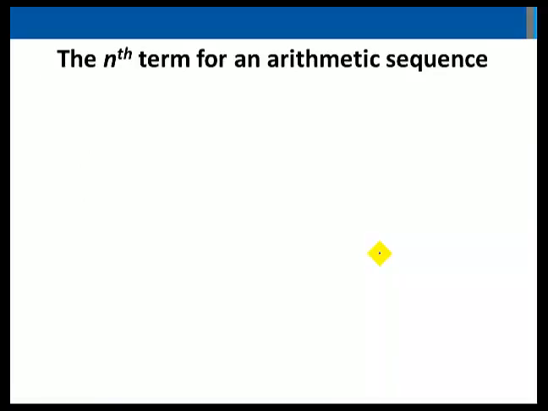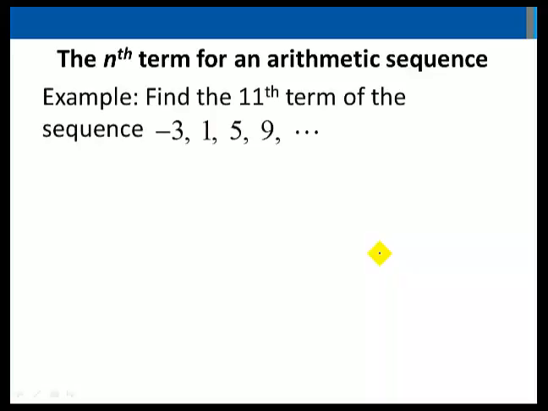The nth term for an arithmetic sequence. Let's find the 11th term of this sequence, -3, 1, 5, 9. We already determined that the common difference here is 4. We add 4 to go from one term to the next. So if we want to go to the 11th term, how many times do we need to add 4? Well, to go from the first term to the fourth, we add 4 one, two, three times. So to go from the first term to the 11th term, we'd need to take -3 plus add 4 ten times, which would give us the 11th term being equal to 37.